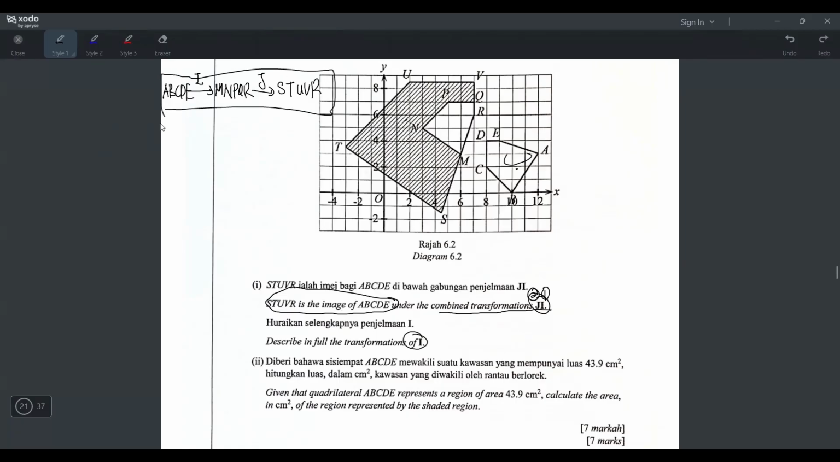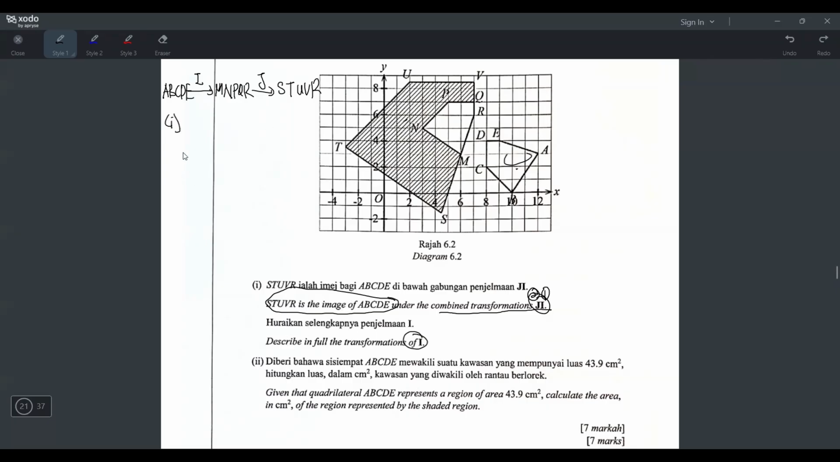You have to read carefully who's the image, who's the object. Just because it's bigger doesn't mean it's the image. You don't think like that. You don't think, oh sir, the biggest one is always the image one. No, no, no, no, no. So you have to write down the arrow.